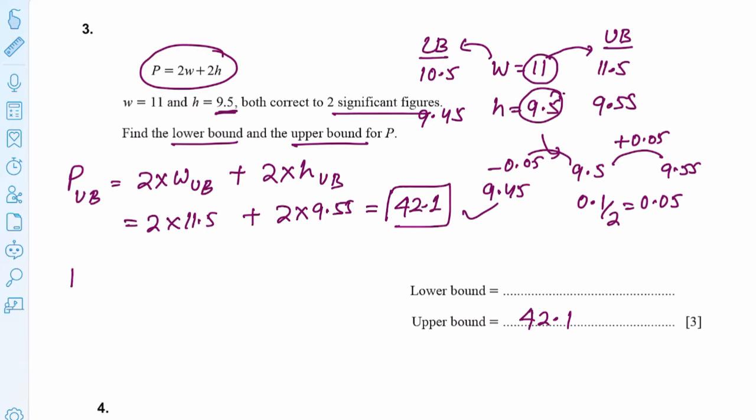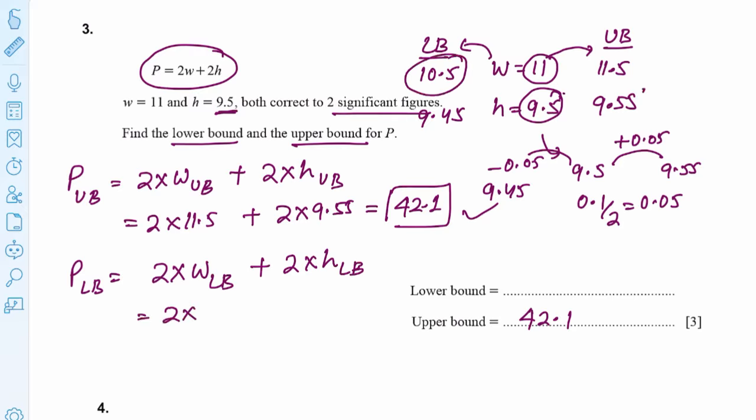Got it? For the lower bound, in this case, it will be 2 times w lower bound plus 2 times h lower bound, right? So the lower bound value of w we have is 10.5. So it is 10.5 plus 2 times h lower bound, which is 9.45. So try to add these two values. Your answer should be 39.9.